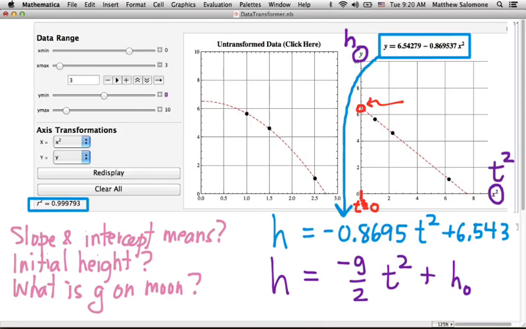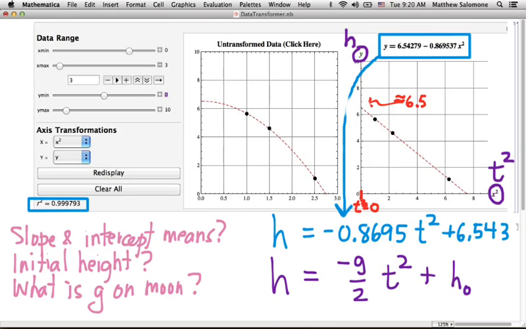6.5. How do you know? Where does that 6.5 come from? Well, each tick mark is an increment of 0.5. So if we're reading on the graph, it looks an awful lot like 6.5. So the graphical manifestation of that initial height is right there. It's where this graph intersects with the vertical axis.